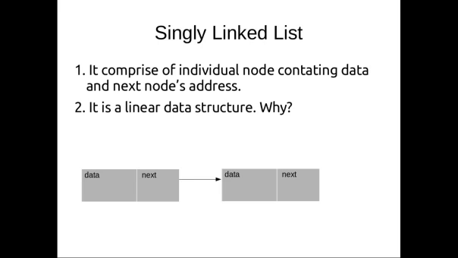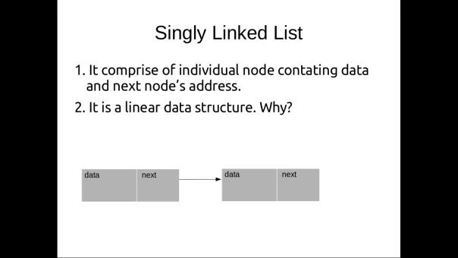Similarly, each node also comprises two types of data. One is data. In the data field you can put a number of data, and in the next part you can keep an address, which is nothing but the address of the next node.